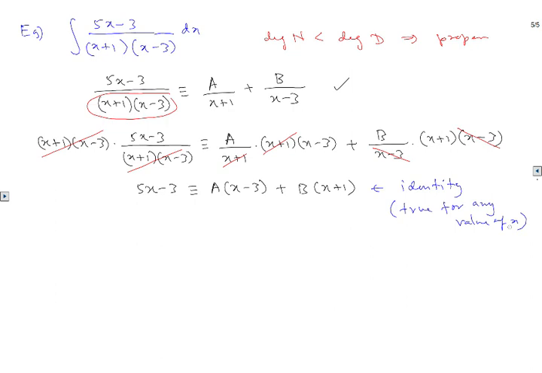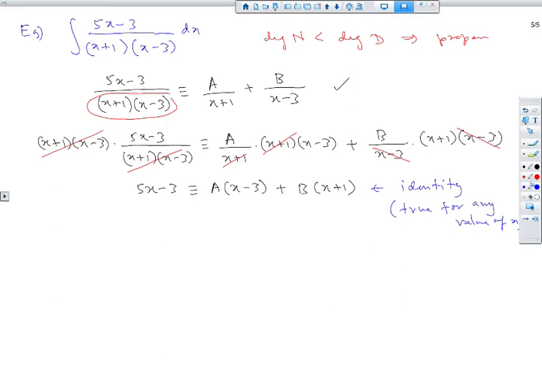To do that, if you plug in x equal negative 1, x plus 1 becomes 0. So that term goes away, and you get A. Similarly, if you want to find B, you try to make the coefficient of A 0. That means you plug in x equal 3. Then the coefficient of A becomes 0, so you get B. That is the trick. You know this is true for any value, but there are special values that make this calculation much faster.